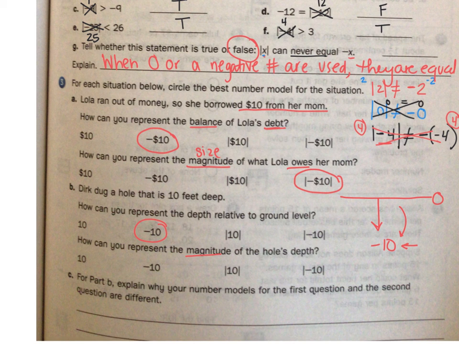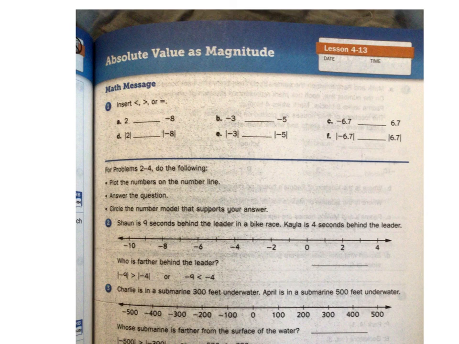How do we make that -10 positive? By putting it in jail and making absolute value. So both of these are representing their location is -10 or their amount is -10. But when we want to actually talk about the magnitude of it, or how much they owe, $10, we use absolute value. The hole is 10 feet deep.